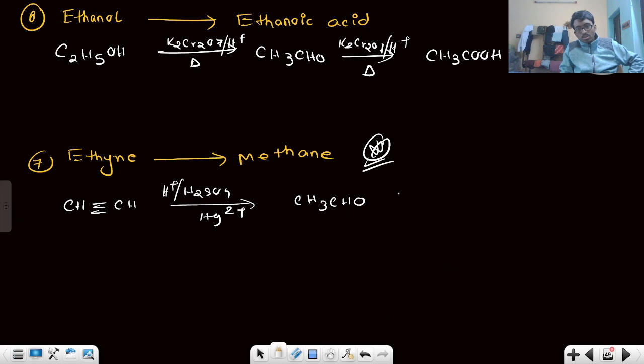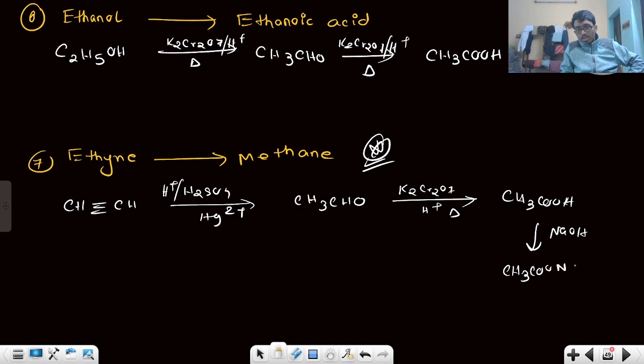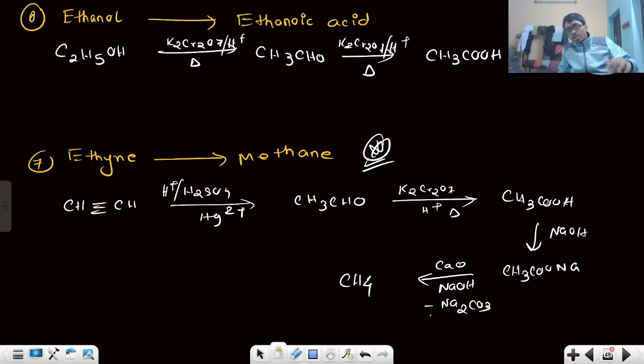Done? Now CH3CHO, I can oxidize it using K2Cr2O7/H+ in the presence of heat to get CH3COOH. Now I can treat it with NaOH to get CH3COONa. Now decarboxylation to get methane, minus Na2CO3. Clear or not clear? Easy? This is all.